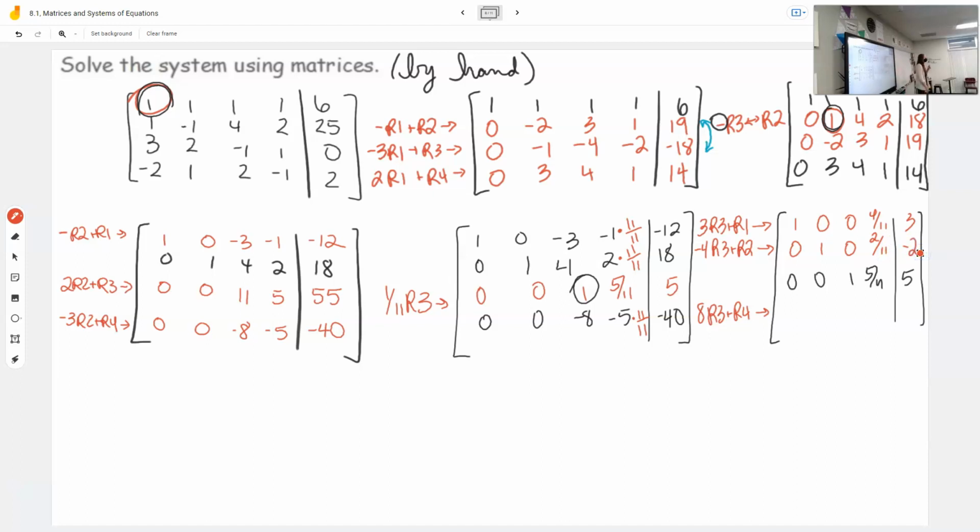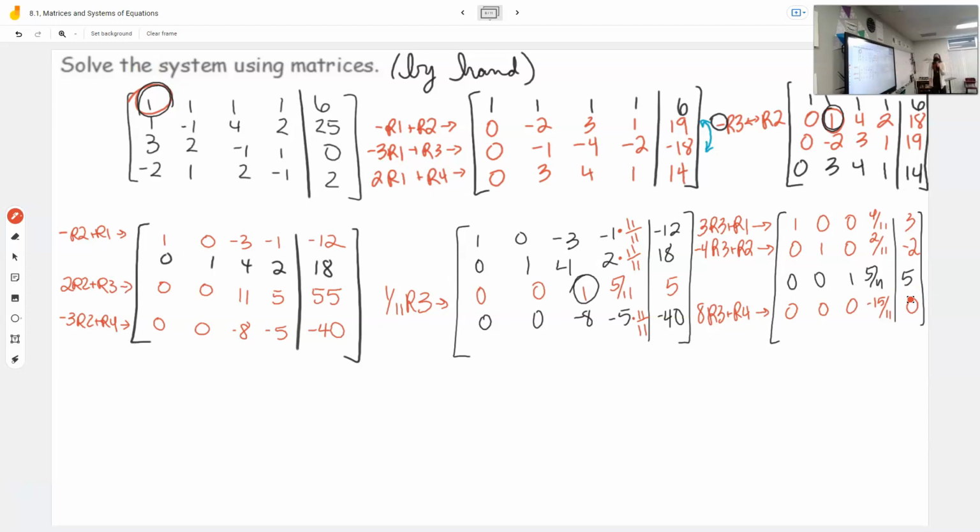It's time for the numerical geniuses to shine. I am not one of them, so make sure you're doing them with me and check my math. We like the zeros. 8 times 0 is 0, 0 plus 0 is 0. 8 times 0 is 0, 0 plus 0 is 0. 8 times 1 is 8. 8 minus 8 is 0. 8 times 5 11ths is 40 11ths. 40 11ths minus 55 11ths is negative 15 11ths. I better double check that. 8 times 5 is 40. 40 minus 40 is 0. Oh, look at 0.